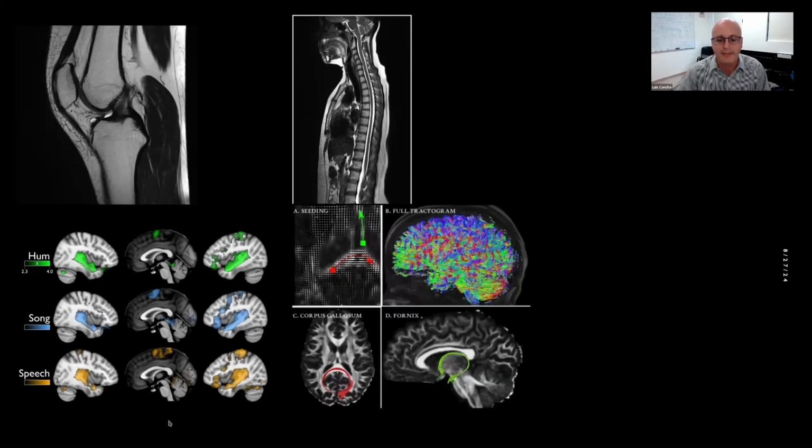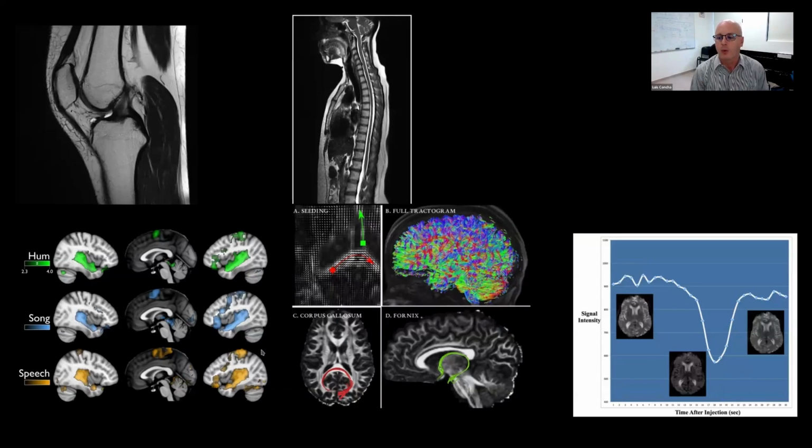We can look at the connectivity of the brain via diffusion imaging and tractography. We can look at how one part of the brain connects to another part of the brain and try to understand what the flow of information is in the brain. We can look at the perfusion of tissue through the evolution of signal with a contrast agent that has been injected. And by studying these curves in every pixel of the brain, we can understand how much blood and how fast it's flowing into and out of the tissue.